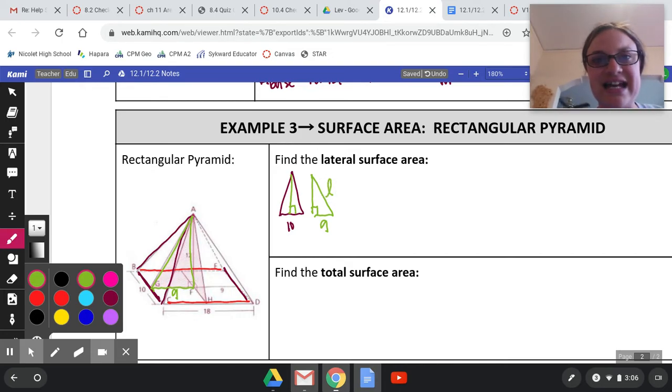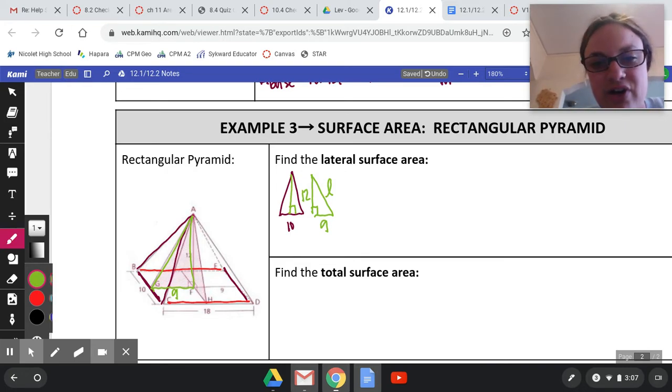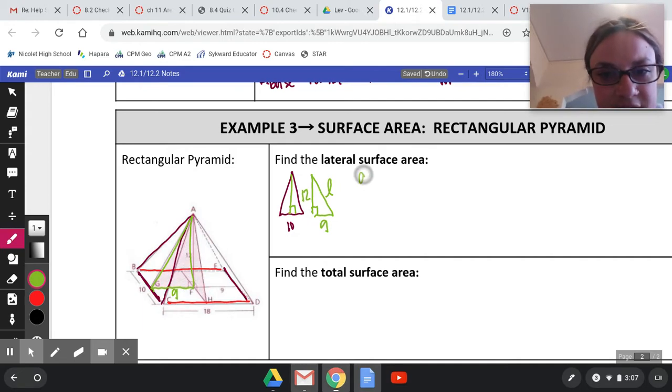That is my slant height. And I know that the 12 is the other side of my right triangle. That's just the height of the overall pyramid. Okay, so I'm going to once again do Pythagorean theorem and find the slant height, or recognize that it is another Pythagorean triple, but I can do Pythagorean theorem.